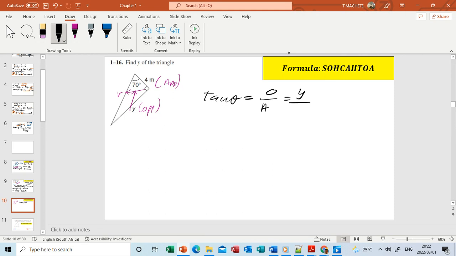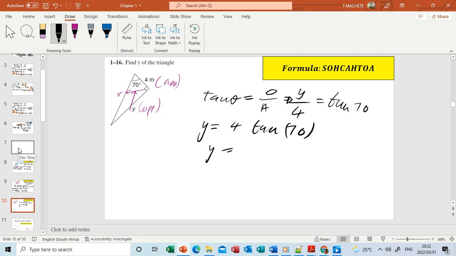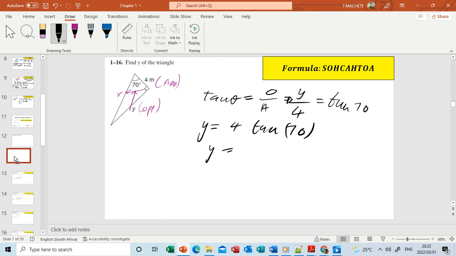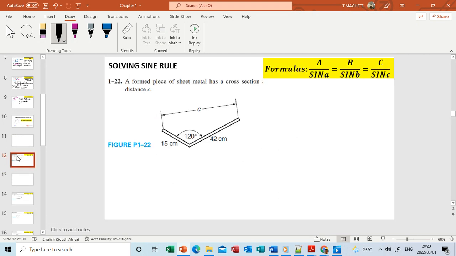It's y over 4 equals tan 70. So you make y the subject of the formula. You're going to have 4 tan 70 degrees, and then you can solve it. That one is not that difficult. I want something that is difficult, like this one. You see there, now you're talking.